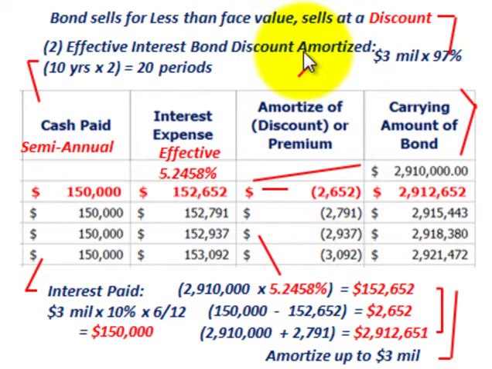So now this is really the second part. Remember, we amortized that issue cost up to this amount, $2,910,000. So this is our starting point for our bond discount amortization. Really, it's that $3 million times 97%, so $2,910,000. But remember, we amortized our issue cost up to this point.